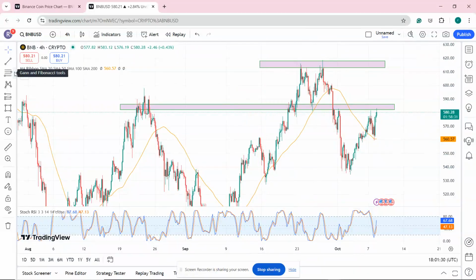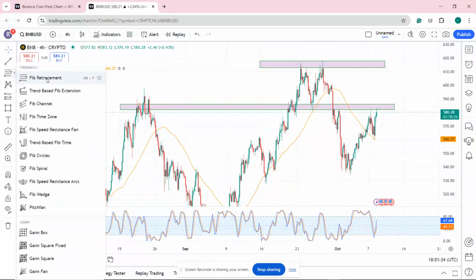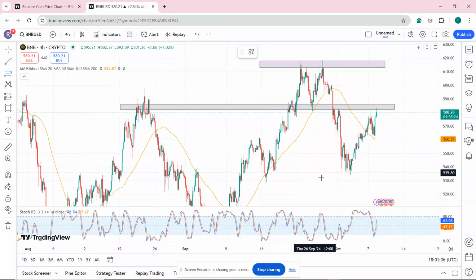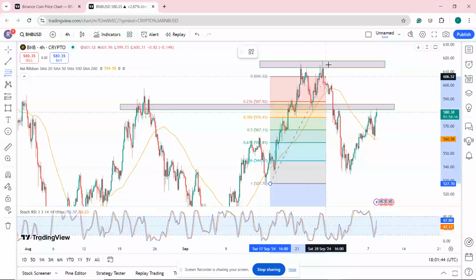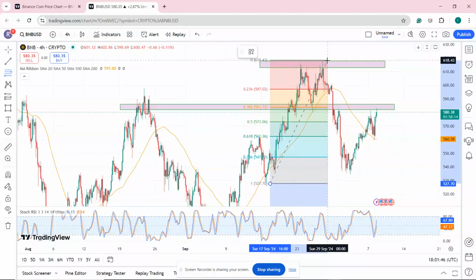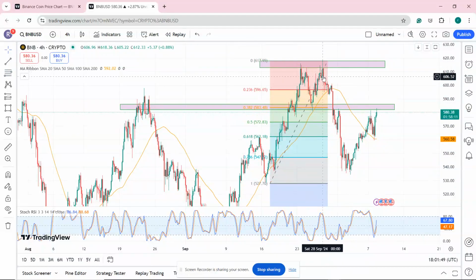Come to this place, Fib Retracement, under the Fibonacci tools, then click on Fib Retracement. When you want to do this, you go to the lowest point so far. This is the lowest, click on it, then draw it to the highest point. To the highest point.